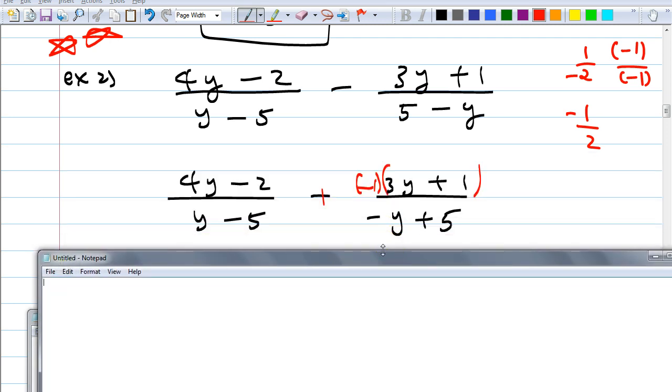Yes? Oh, look at the denominator. How come it was 5 minus y? Why did I write this as negative y plus 5? Talene? Because you want to have the same denominator. Yeah, because I want the denominators to be common. And so what have I just done here? I rewrote the 5 minus y as negative y plus 5.